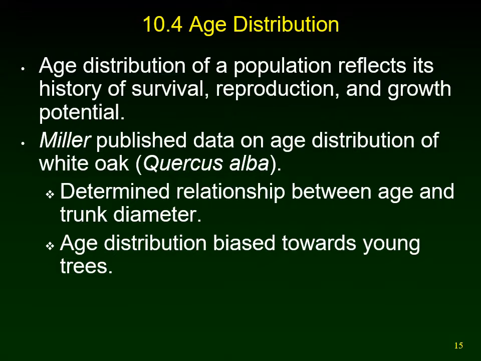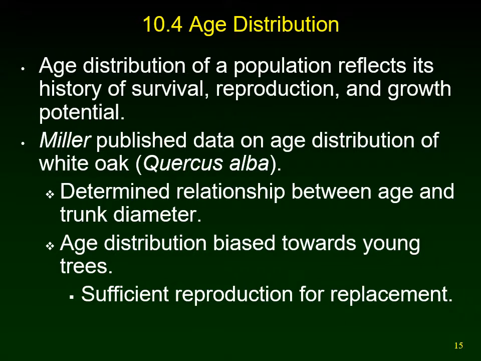They found an age distribution bias towards younger trees, which means there were more younger trees than older trees. By having more younger trees than older trees, there was sufficient reproduction for replacement. If you had exactly the same number of younger and older trees, the population would likely go down over time, just because some of those younger trees will die. But if you have more younger than older, the population was able to stay fairly stable over time.